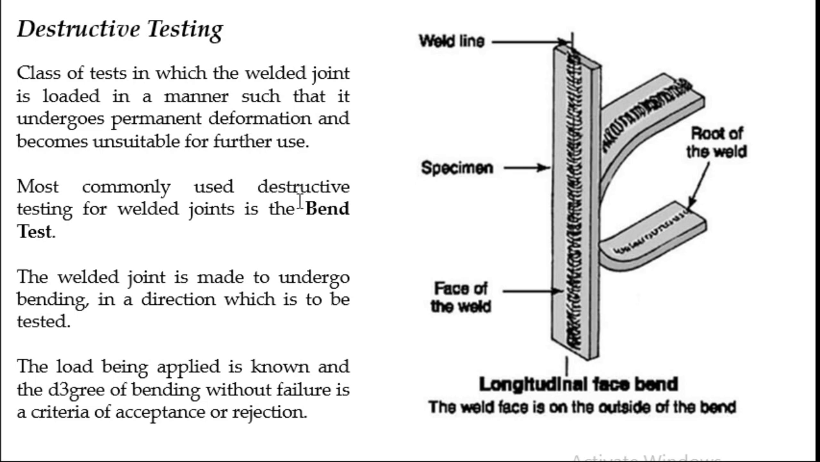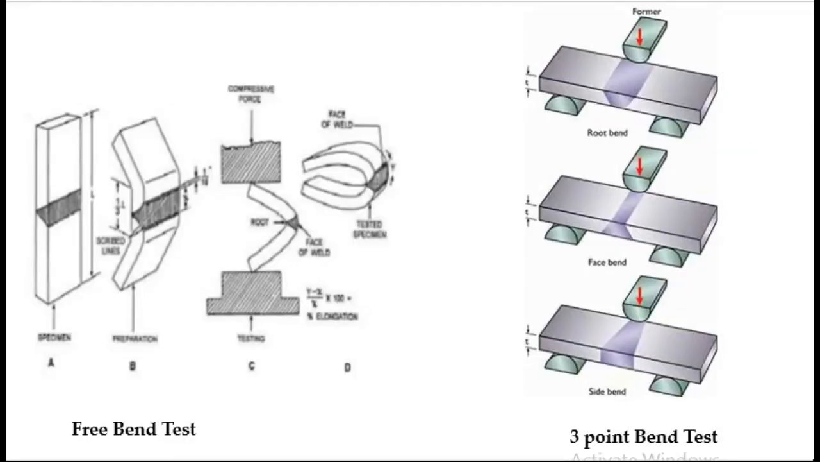So destructive testing, the most common form of destructive testing is the bend test. The schematic for the bend test is shown over here. This is the longitudinal direction of the welding, and after loading it bends in the direction as shown in the figure. So, bend testing is basically of two types: free bend test and 3-point bend test.